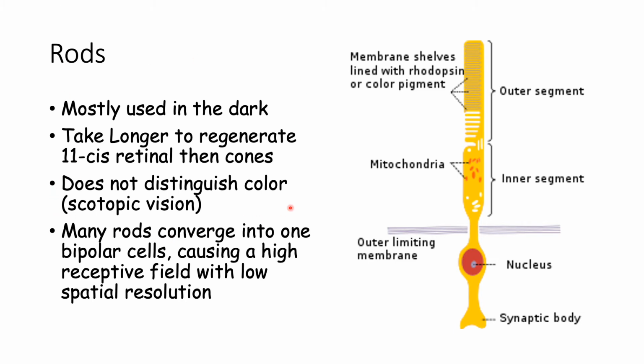Because we only have one pigment for rod cells, we cannot distinguish color with them. And as mentioned earlier, many rods can converge into one bipolar cell. This causes a high receptive field. However, there's low resolution.